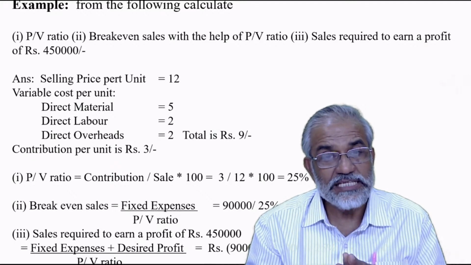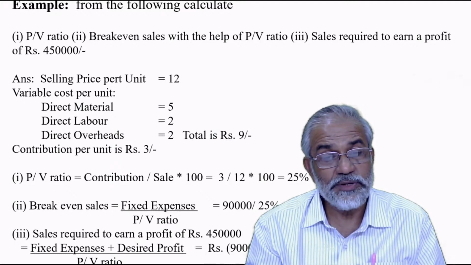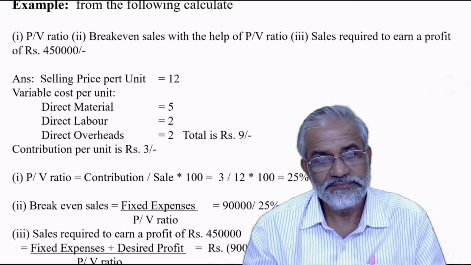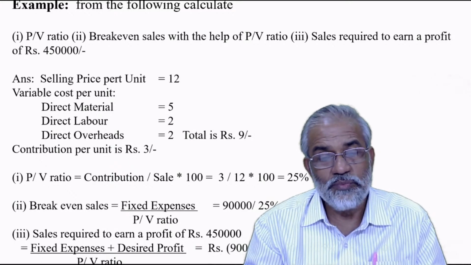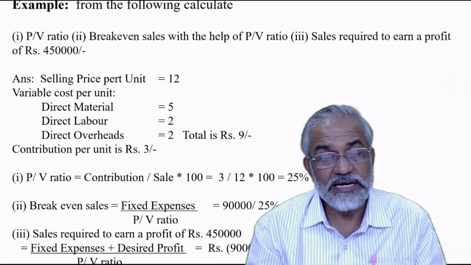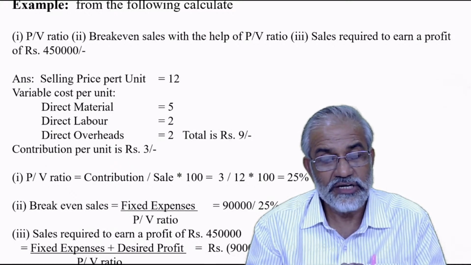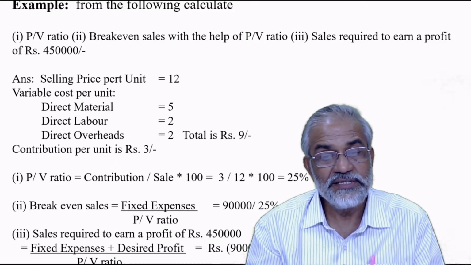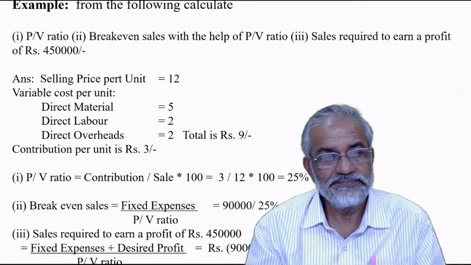When the selling price per unit is 12 and the variable cost per unit is 9, obviously the contribution would be sales minus variable cost. That means 12 minus 9, that would be 3. So PV ratio, contribution to sales ratio, would be contribution divided by sales into 100. Contribution is 3 and selling price is 12. So 3 divided by 12 into 100, that is 25%. So the PV ratio is 25%.